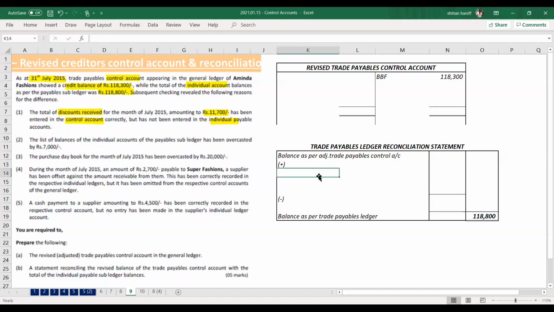Very good. Right? We can say omitted discount received in individual account, 11,700. So that was omitted in the individual account. If it is not recorded, the individual balance is more. Therefore, we add.